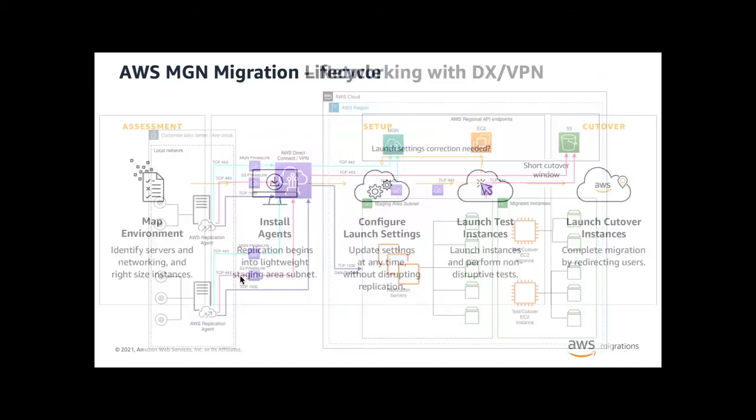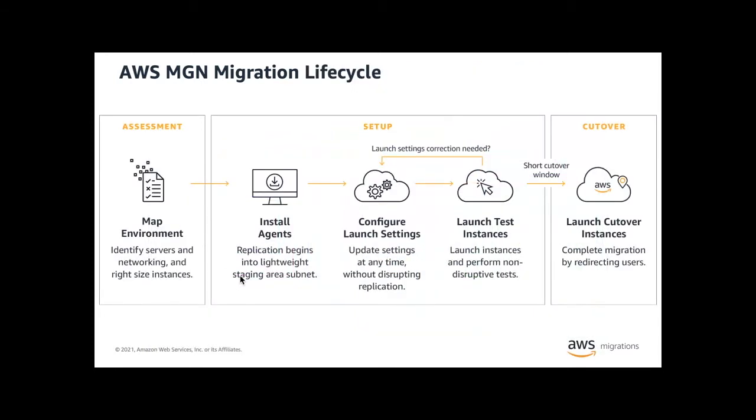And also, before we jump into my demo, this is the migration lifecycle itself. So it starts with the assessment. We're going to determine which instances, servers, network, and the right size instance you're going to need. And right after that, you need to start installing the agents, set up the launch settings, launch the testing instance, and once you feel that your instance is in good shape, you can start with the cutover window, then you can move to the final stage.